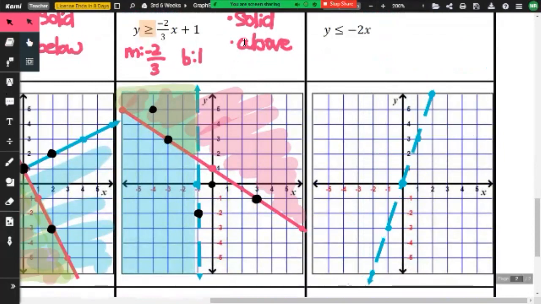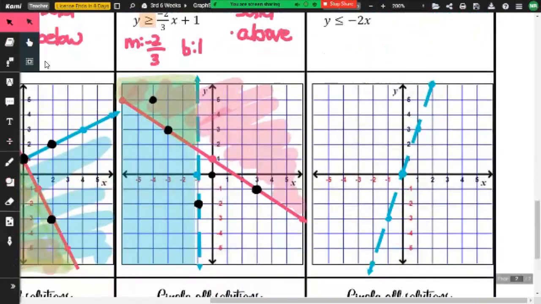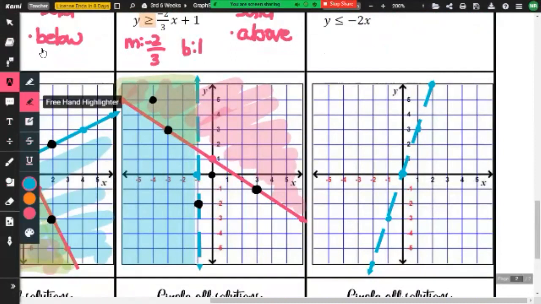Okay. And then we said we were going to shade above the line. When you have a line that's a little bit more upright, remember there is a trick to it. You want to put your pencil in the y-intercept and go and find your up arrow. So this is the side that I will shade.